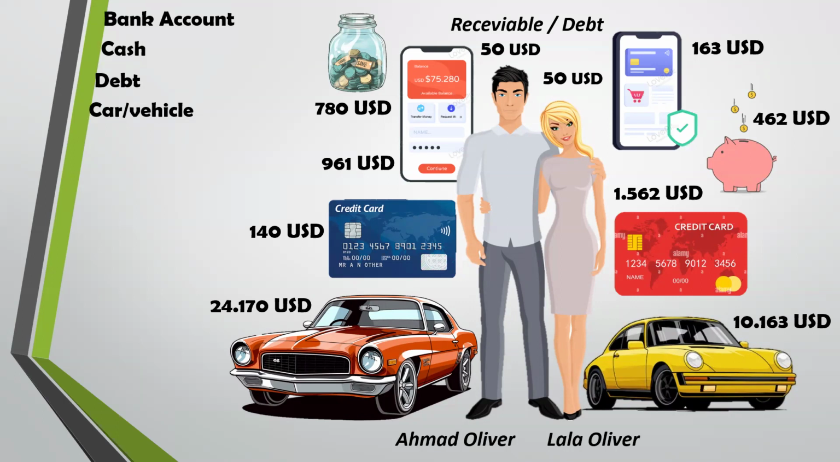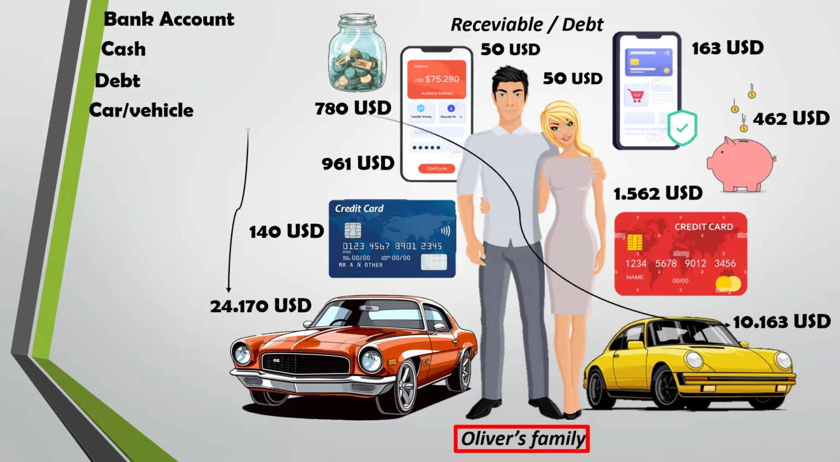Now, we know the stuff, values, and debts they have individually. But if we change our approach to the question, how can we find out how much they owe and own together as a family? Naturally, by combining all assets and liabilities of the same type.